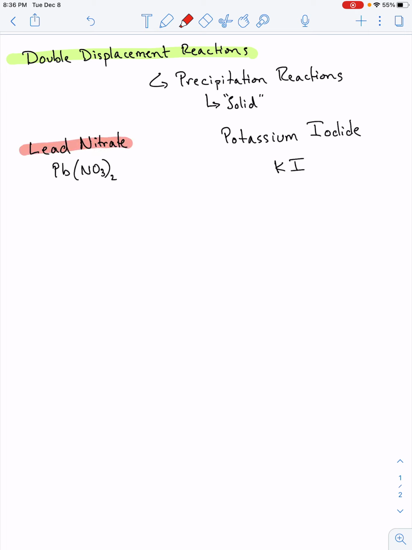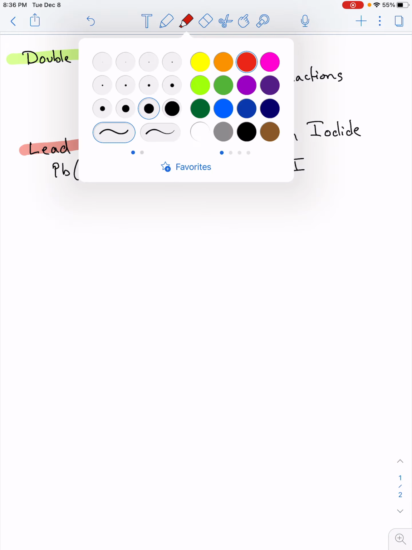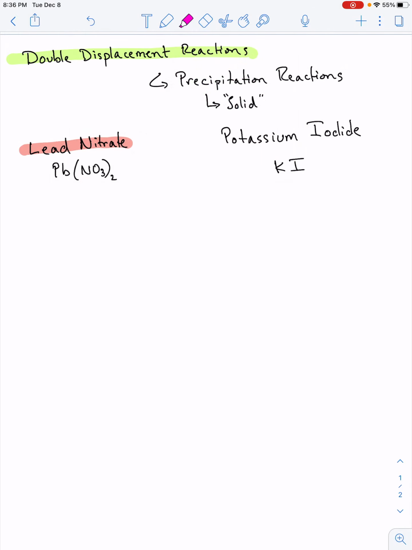The formula for lead nitrate is Pb(NO3)2. And then the other substance we're working with is potassium iodide, with a formula of KI. Now, the first thing I like to do, and this step isn't mandatory, is draw out my particle diagrams for each substance on its own.